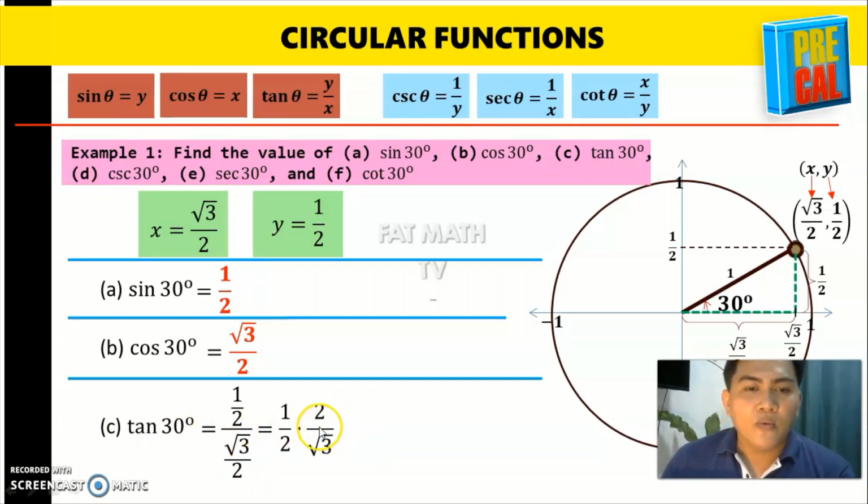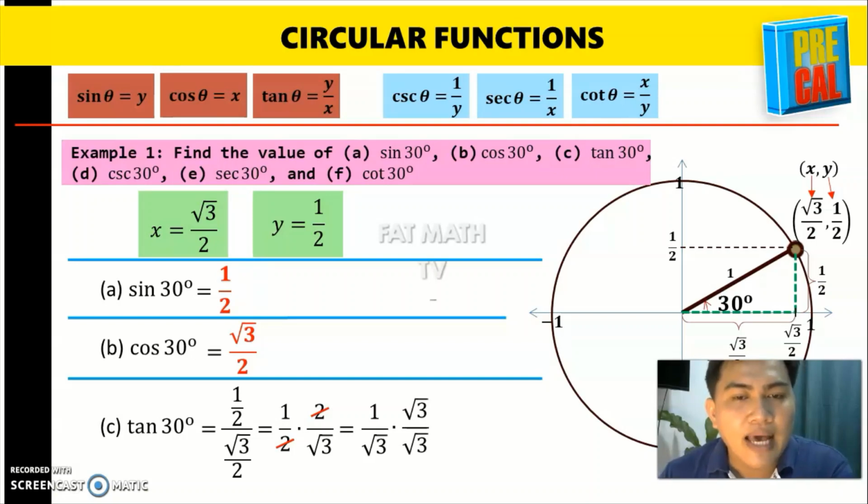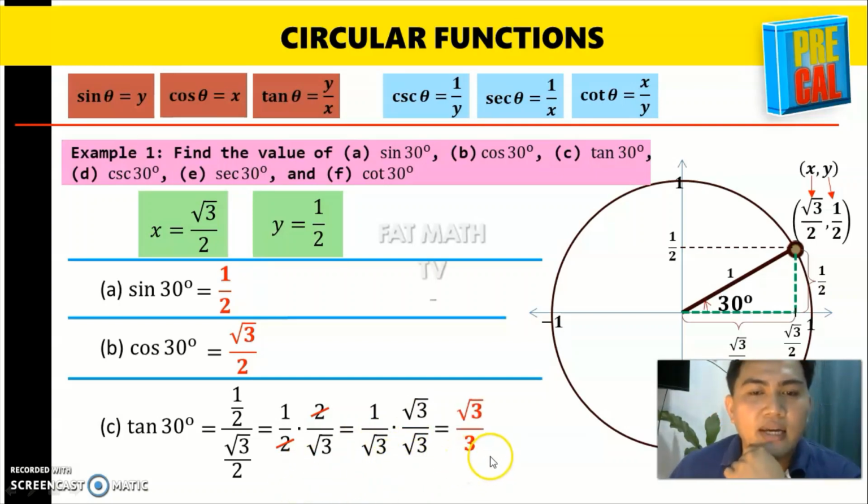And then we can cancel 2 here and we are left with 1 over square root of 3. And then your lesson when you were in grade 8 for radicals, radicals should only be in the numerator. So we will multiply both the numerator and denominator by square root of 3 so that we will have the radical only on the numerator. So 1 times square root of 3 is square root of 3, while square root of 3 times square root of 3 is 3. So our final answer here is square root of 3 over 3.